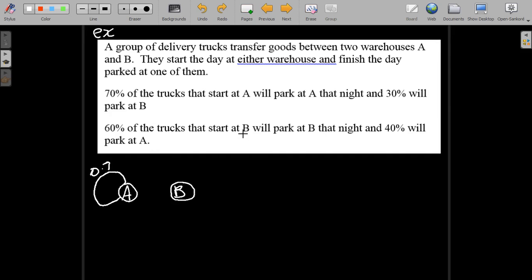Now, if we start the day at warehouse B, there's a 60% chance that it will park at B that night. So starting at B in the morning, we end up at B that night, or there's a 60% chance that happens. The other option is that we start at A in the morning and end up at B. So starting at A, end up at B, so 30%, 0.3. And our last option is if we start at B in the morning, what's the probability we end up parking at A that night? Well, it's going to be 40%, 0.4.